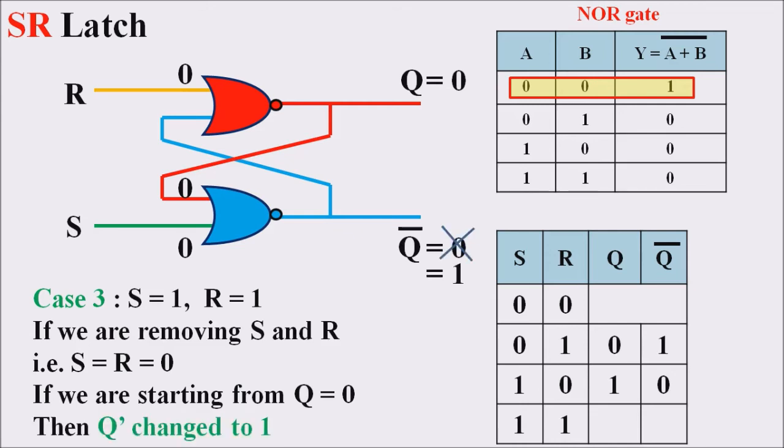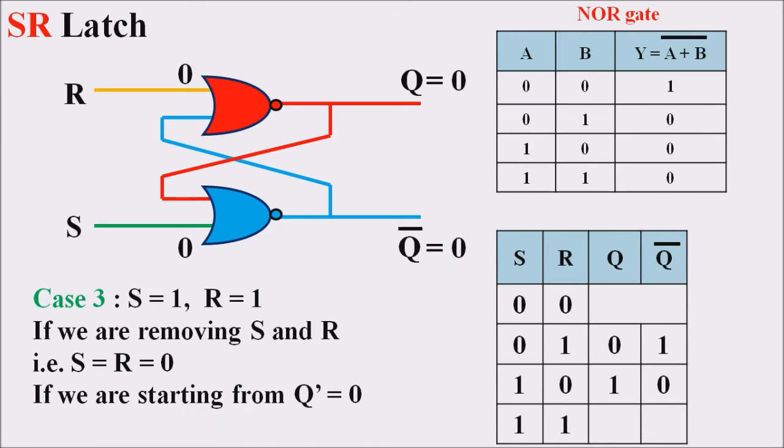Now let us discuss what will happen if we are feeding this output value 1 towards the input of the first NOR gate. So now the input of the first NOR gate becomes 0 and 1. According to the NOR gate truth table, a 0, 1 input results in an output of 0. That is, the value of Q is not changing. So now it becomes a satisfactory output: Q is equal to 0 and Q complement is equal to 1.